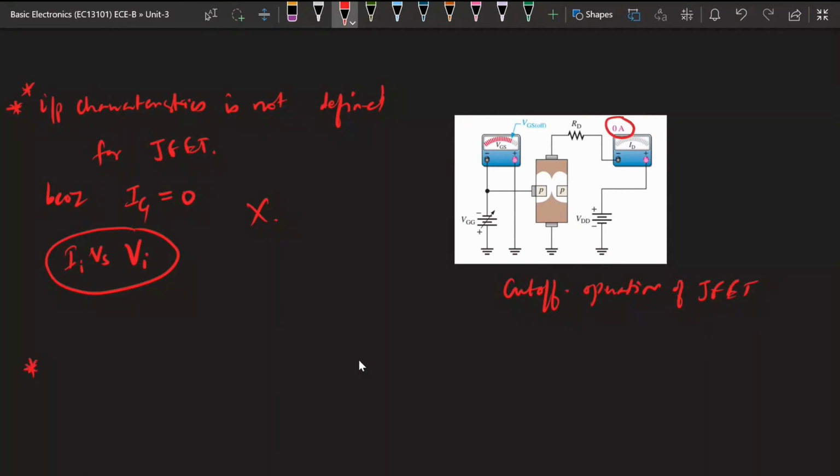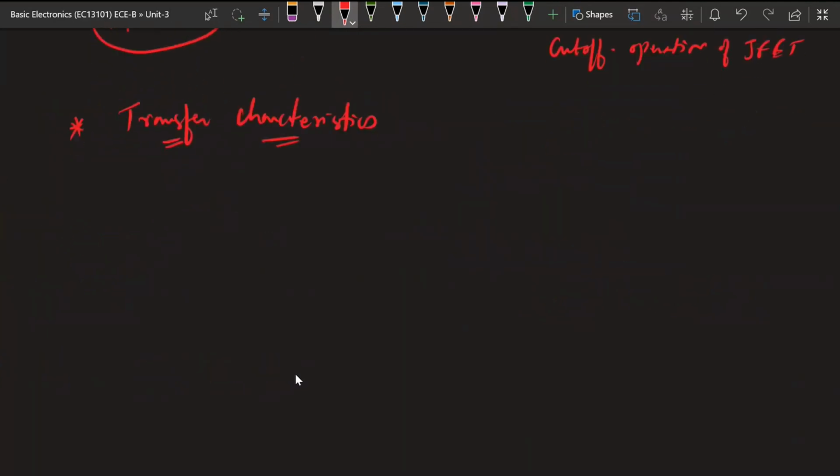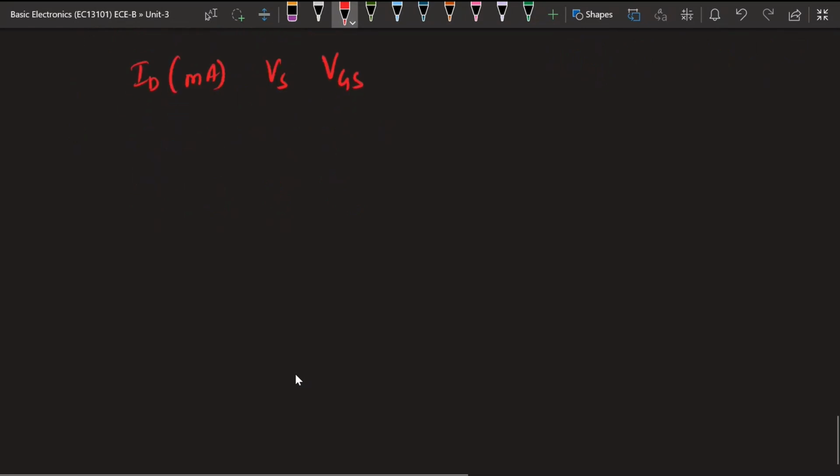The other plot that is defined is called the transfer characteristics. So we will be plotting the transfer characteristics with respect to ID. ID will be the output current, in milliampere, versus the input voltage, that is VGS. So we will be plotting the transfer characteristic as ID versus VGS. The plot in the case of N channel JFET will be like this.